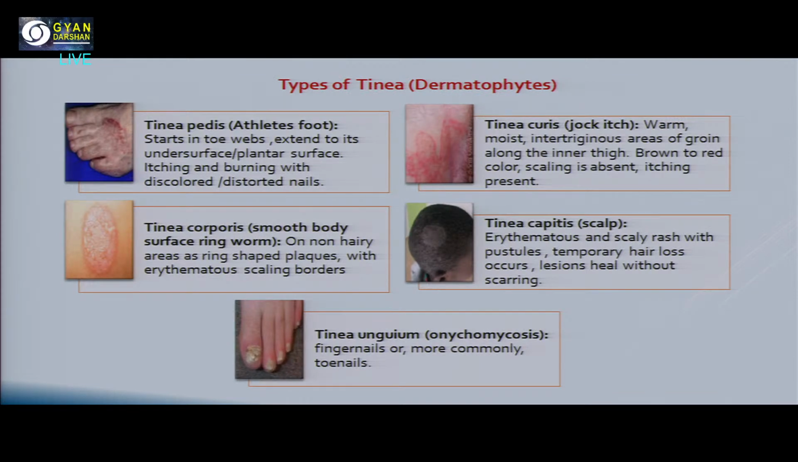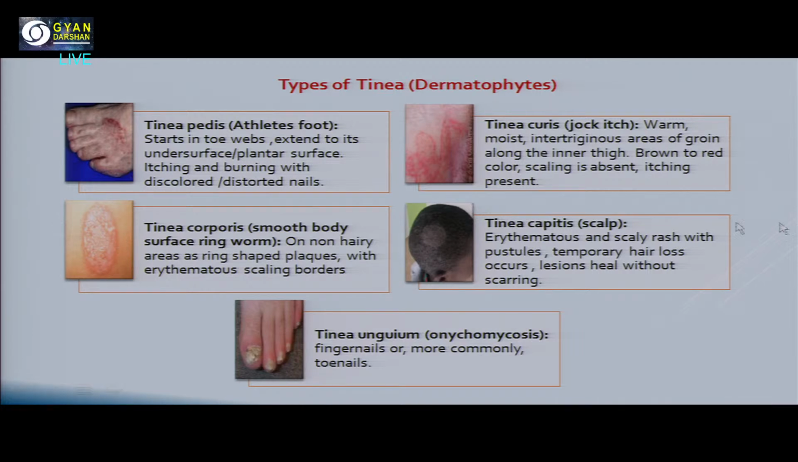Let us begin. First, tinea which affects the foot is known as tinea pedis, also known as athlete's foot. It starts in the toe webs and extends to the plantar surface, causing itching. Then we have tinea corporis, which affects the body surface and causes ring-shaped plaques. You can see in the figure it is causing a ring-shaped plaque. There is also scaling and erythema.